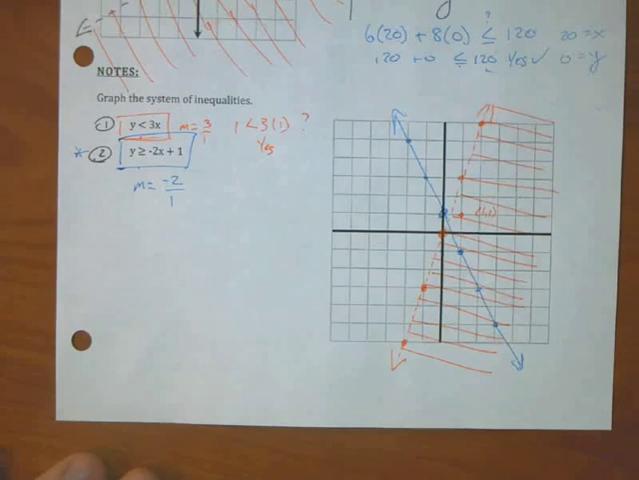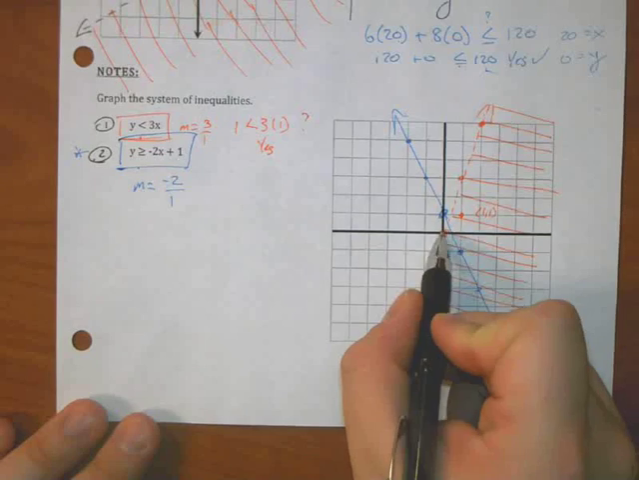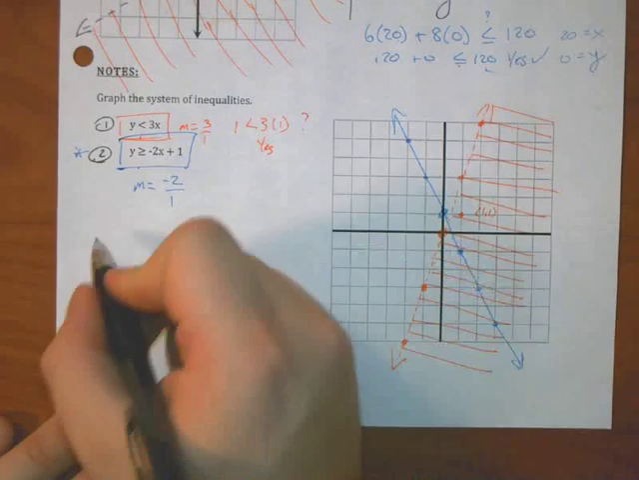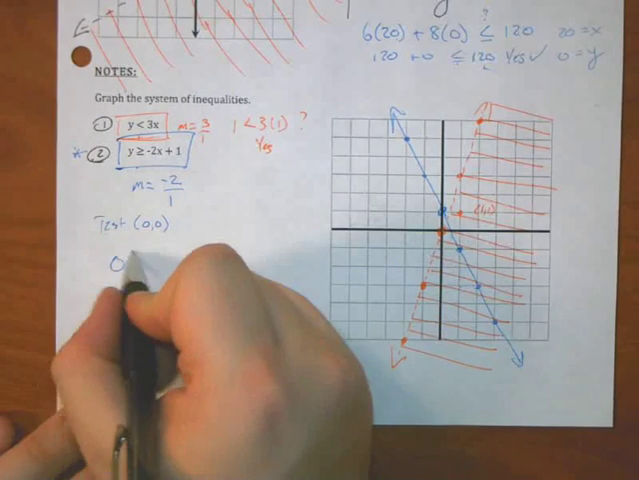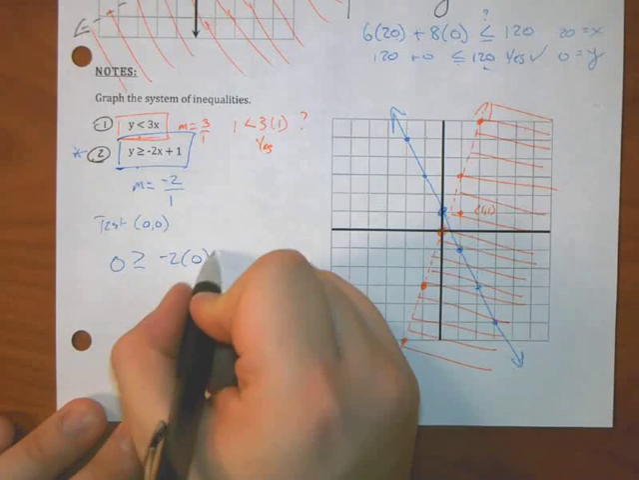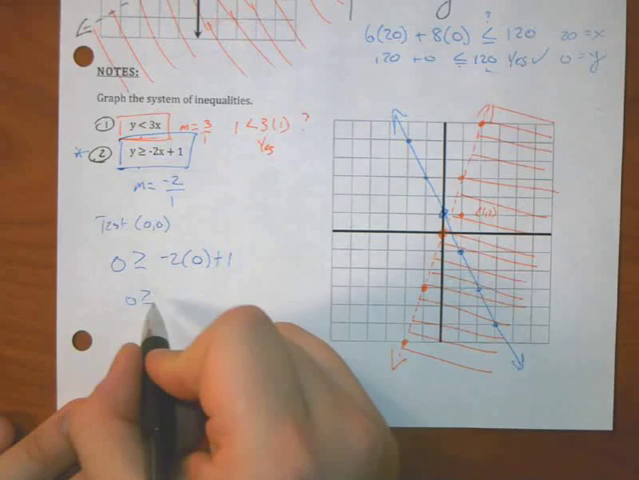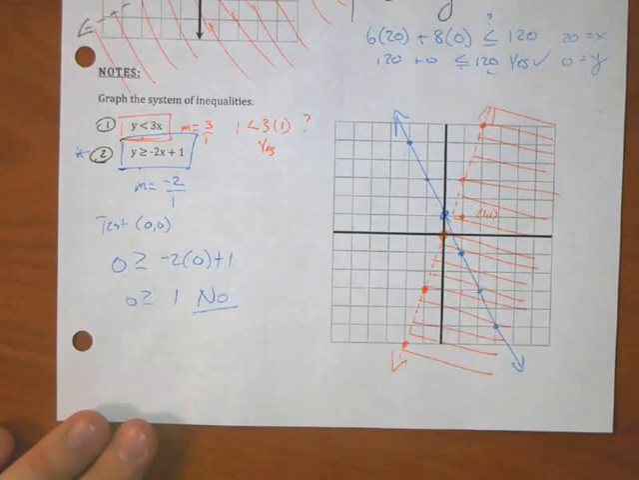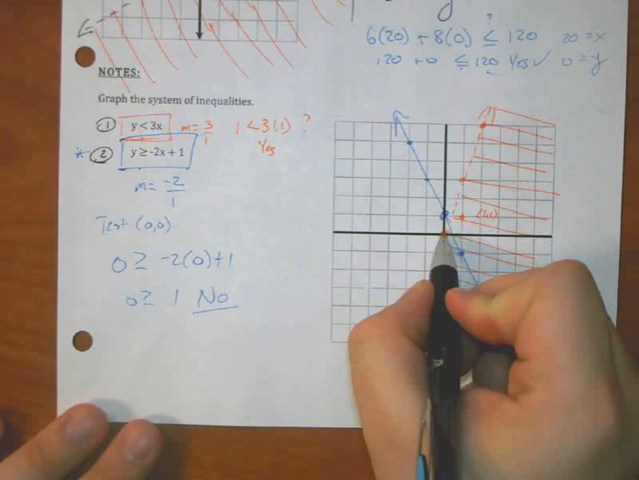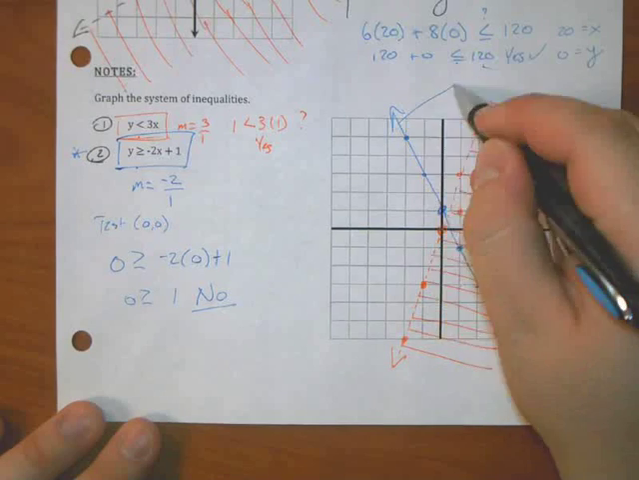Okay, and I need to shade this. It's still an inequality, so I have to shade one side or the other. Let's pick a test point. 0, 0. This one, 0, 0 is not on it, so I can choose 0, 0. So is 0 greater than or equal to negative 2 times 0 plus 1? Is 0 bigger than or equal to 1? No, that's false. So 0, 0 is not a solution, so I'm going to shade the other side of my blue line.